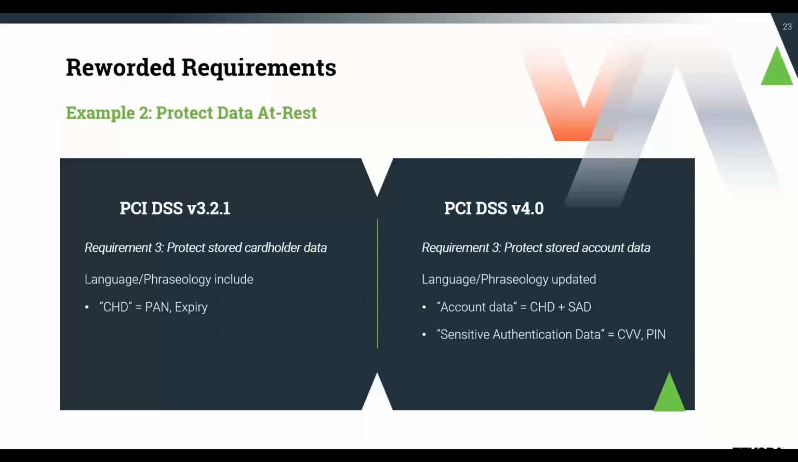In 4.0, requirement 3 was reworded to say account data instead. So now cardholder data and sensitive authentication data are included within that umbrella of what this requirement applies to. And sensitive authentication data being CVV, PIN numbers, track data, for example, anything that was meant to be separated from the cardholder data to make sure that there's some sort of authentication step for using that card.